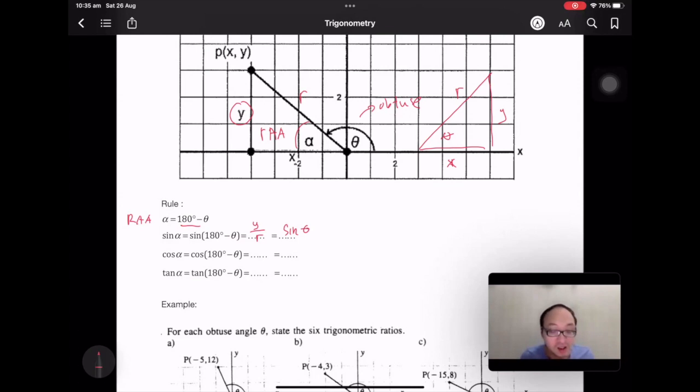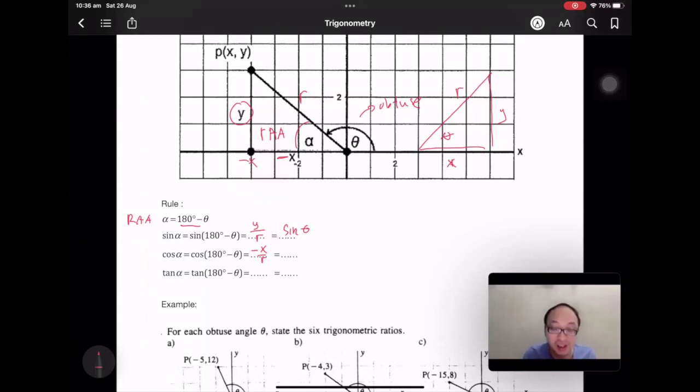Cos alpha is cos 180 minus theta. So it will be x over r, adjacent over hypotenuse. So x here will be negative x, since the value will be on the negative x side. So it will be negative x over r.